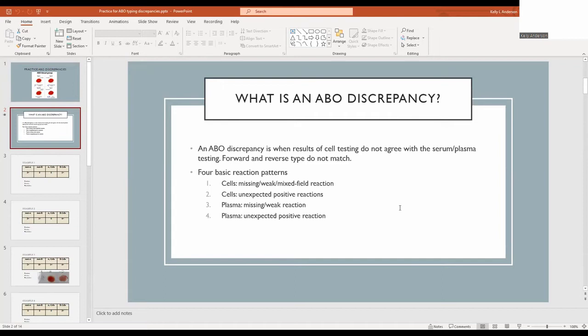So like I mentioned before, the four different discrepancies are missing or extra in your cells or forward typing, and then missing or extra in your reverse or plasma. So for your ABO type, you can just use the ABO lab manual for your directions, since I have this PowerPoint up.